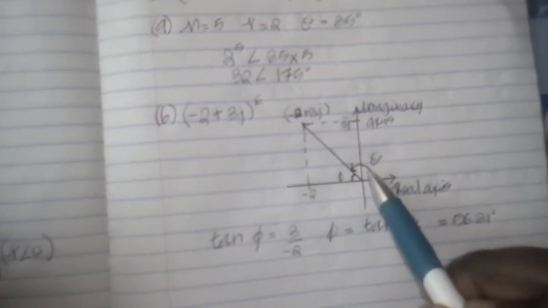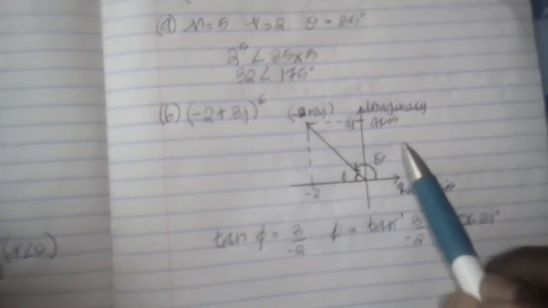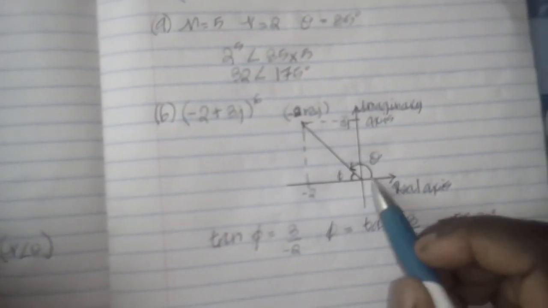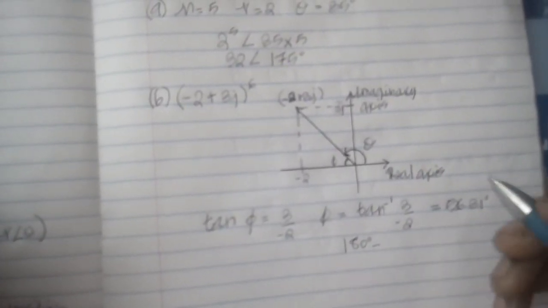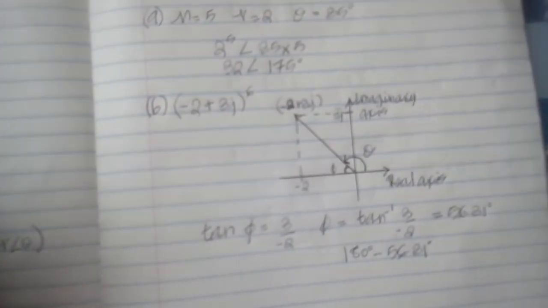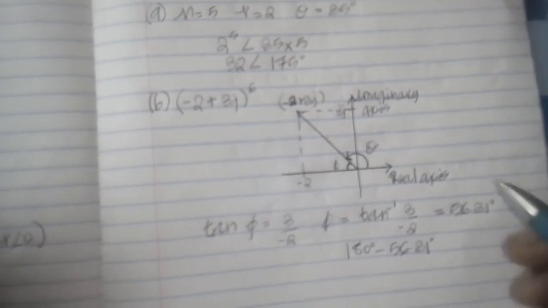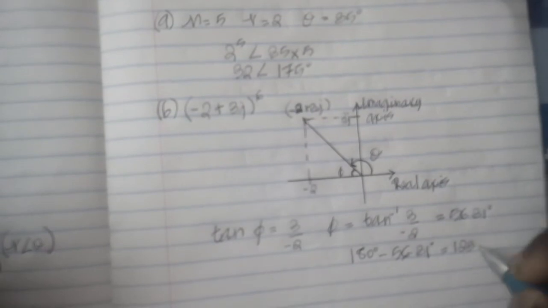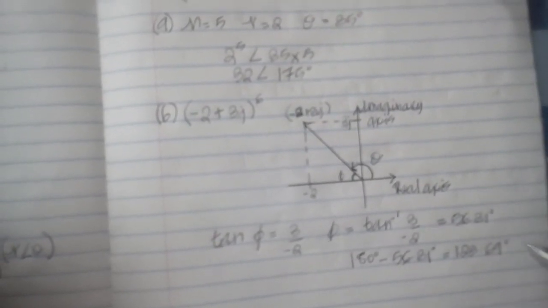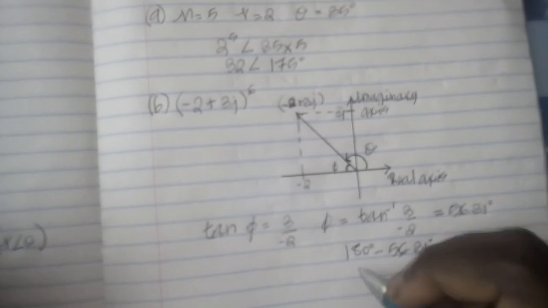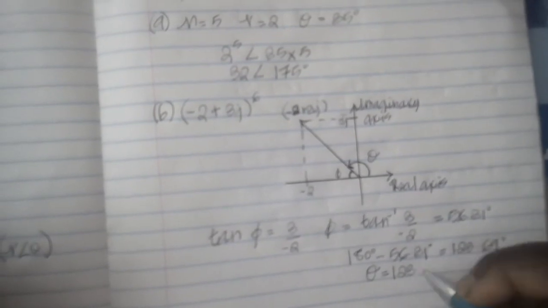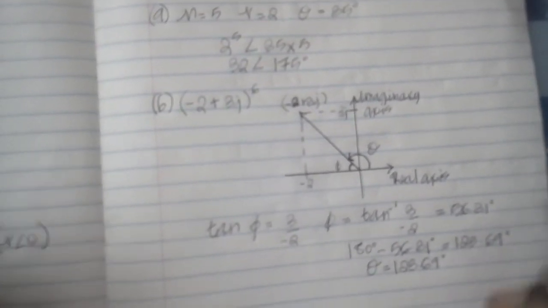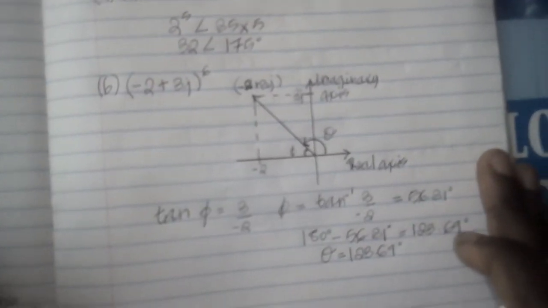This is why it is always important to make a sketch so that you can know exactly what you are doing. So in order to get this, we need to do 180 degrees minus 56.31 degrees, and that angle is 123.69 degrees. So this is our argument. Theta, which is our argument, is 123.69 degrees.